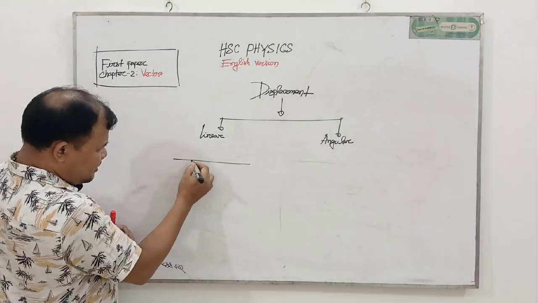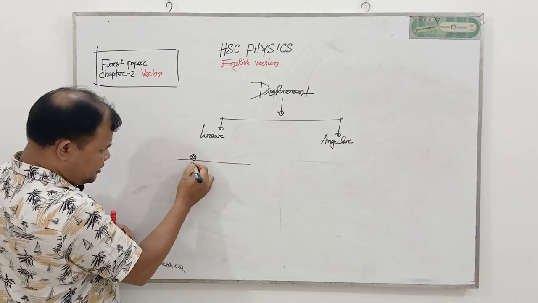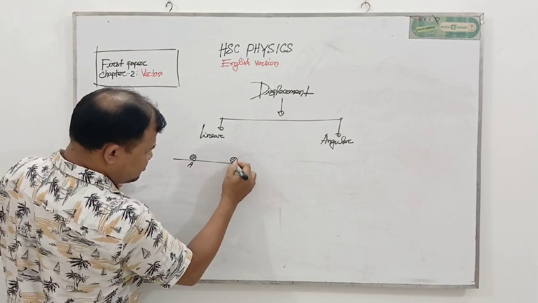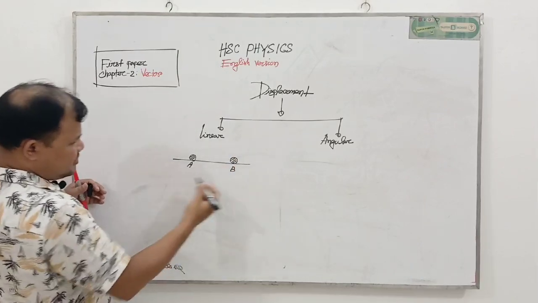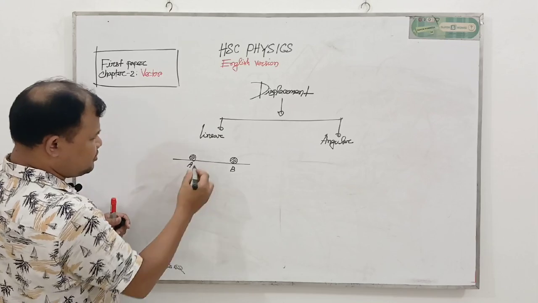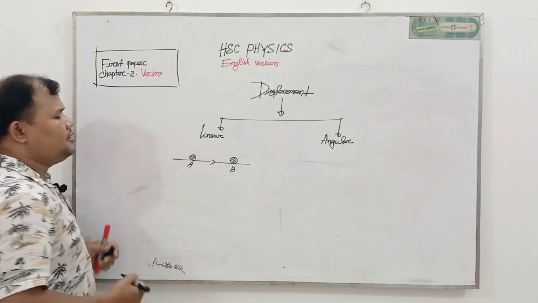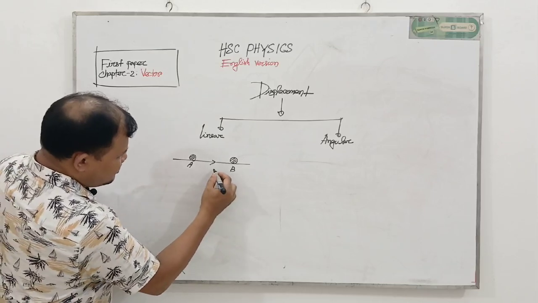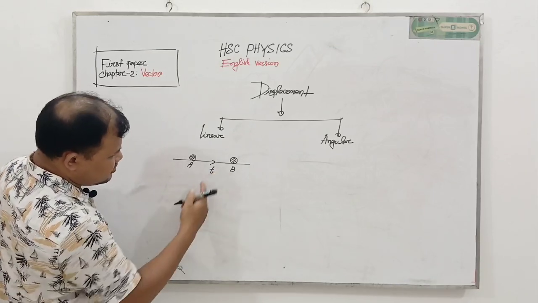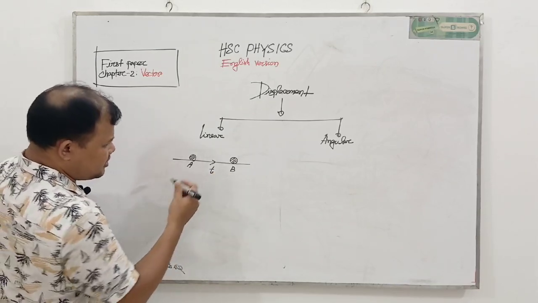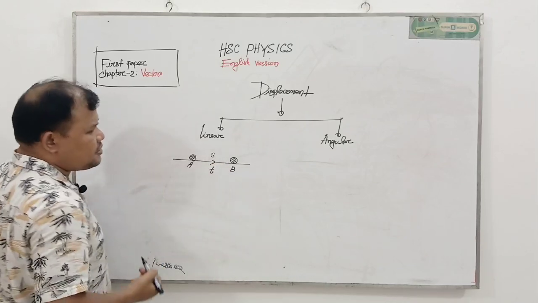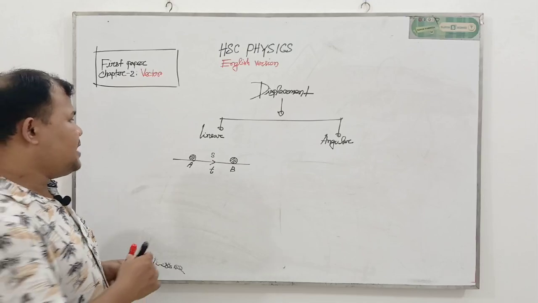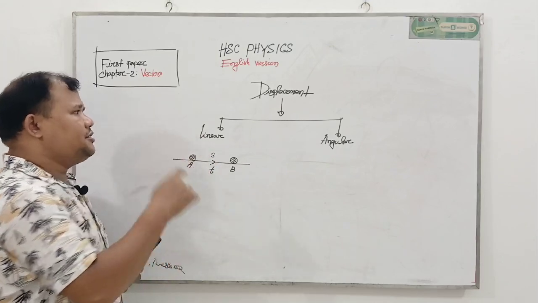Suppose a body makes a straight journey from point A to point B. This is the shortest distance between A and B, and this is the linear path from A to B. Suppose time t is needed to cover this distance. The linear displacement is represented by the symbol S.